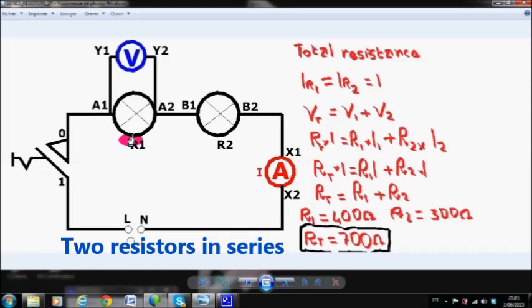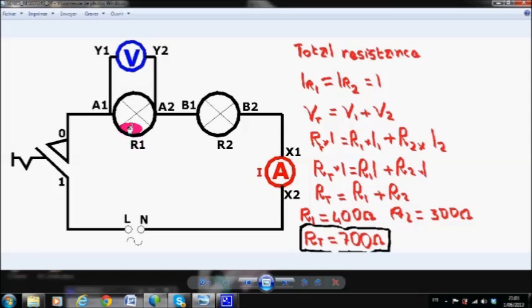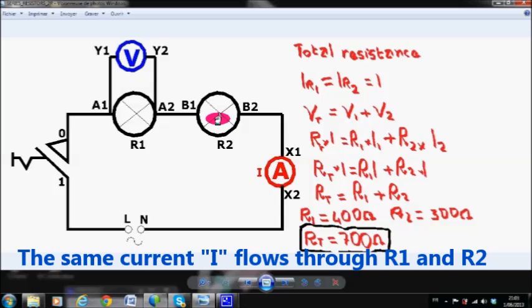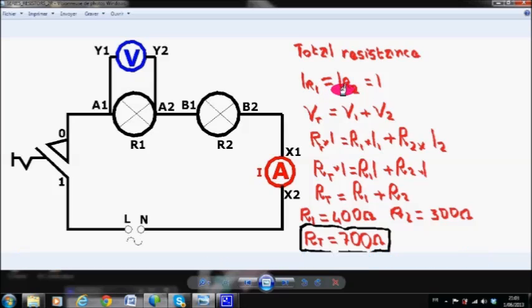This is two light bulbs in series, R1 and then R2. So the current that flows through R1 is the same that flows through R2, because there is no choice. The current that came here has no choice. If it goes to R1, it has to go to R2. So that current is the same through all the circuit. So we can write I R1, the current that flows through R1, equal I R2, the current that flows through R2, equal the total current in our circuit.